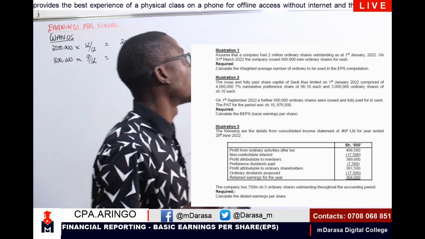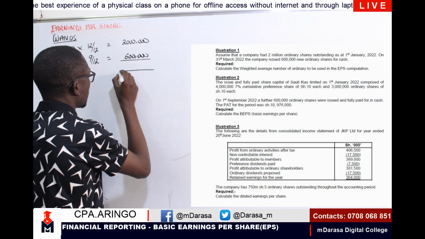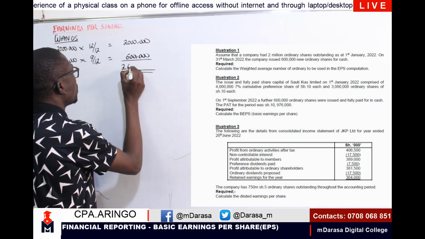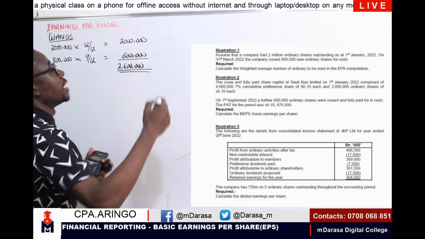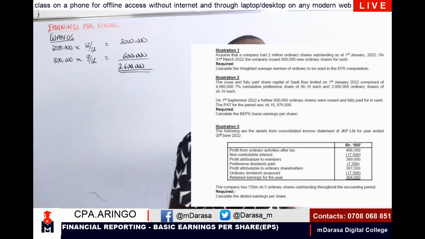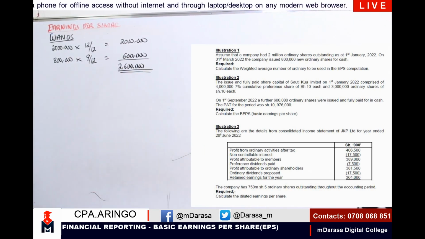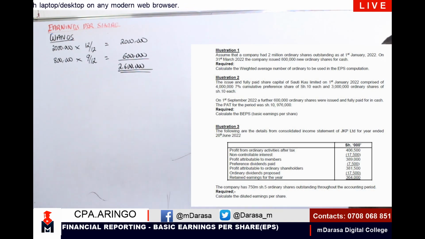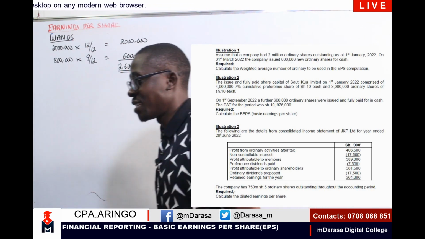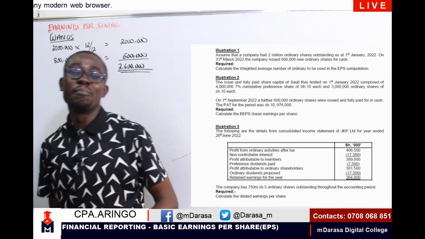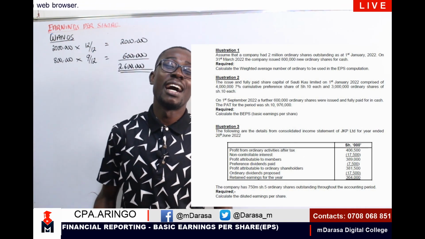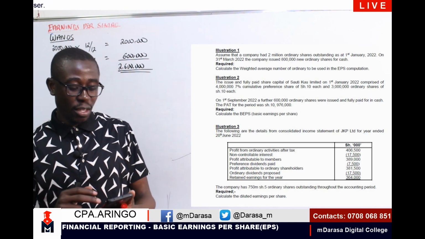So we can agree that the number of ordinary shares we're going to use to compute our EPS is 2,600,000 weighted average. That's what we were talking about: weighing them on a time factor. That is what we are required to do. Now you'll say that is very simple and you cannot be given such in an exam situation, but it is important for you to understand how we can determine the weight factor.